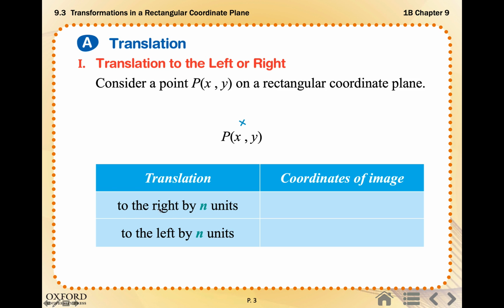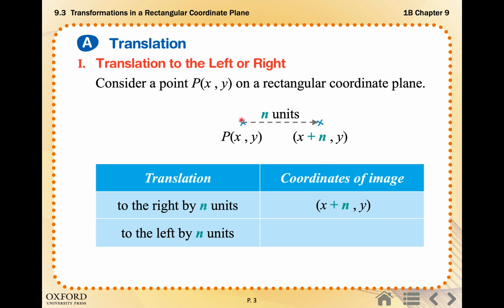Look at the first row of this table. Now if we are going to translate the point P to the right by n units, n means any number, I don't care about this number, maybe for example 3 units or 4 units or 5 units, just any number, going to the right hand side. If the point goes to the right hand side, you can see that the point will move in this direction. This is the right hand side.